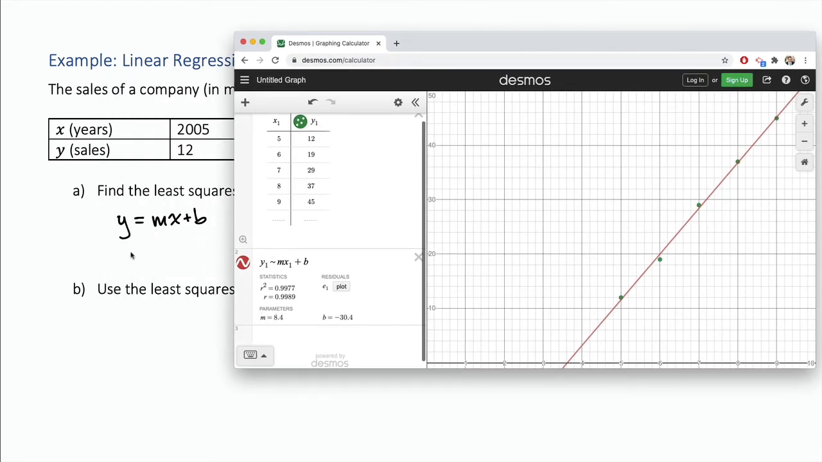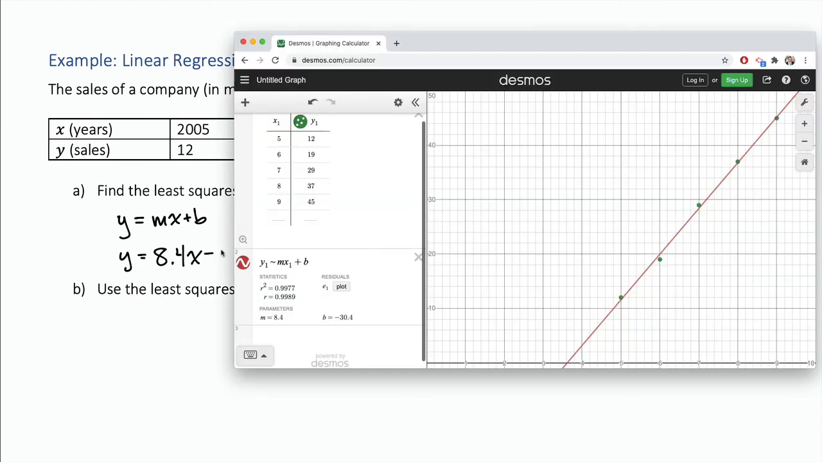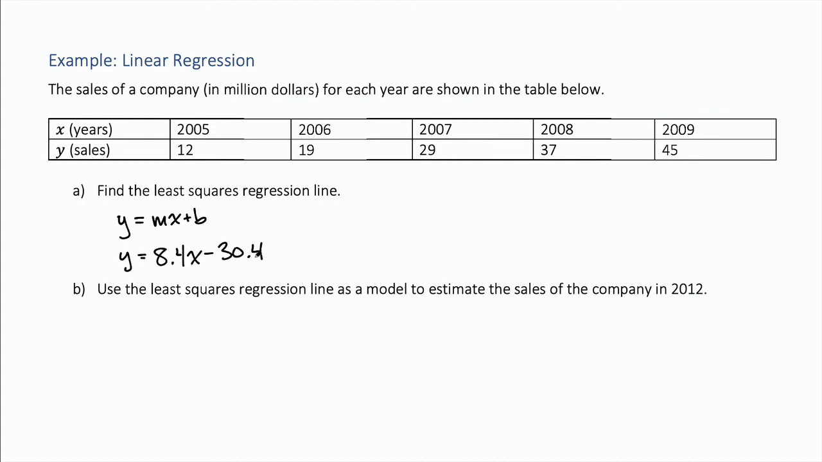For the least squares regression line, I know that m is 8.4 and b is -30.4. So I'll write those in here: y equals 8.4x plus b, which was -30.4. That's the least squares regression line.